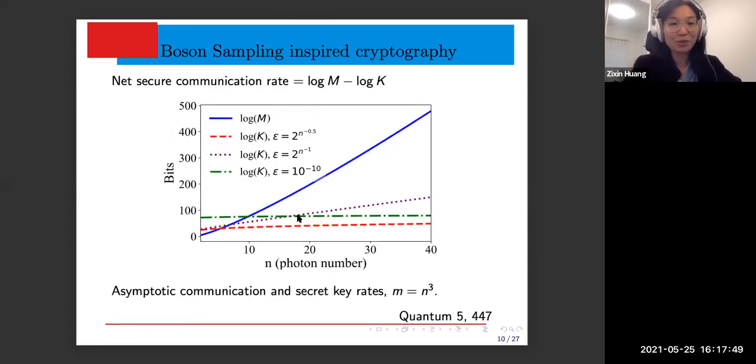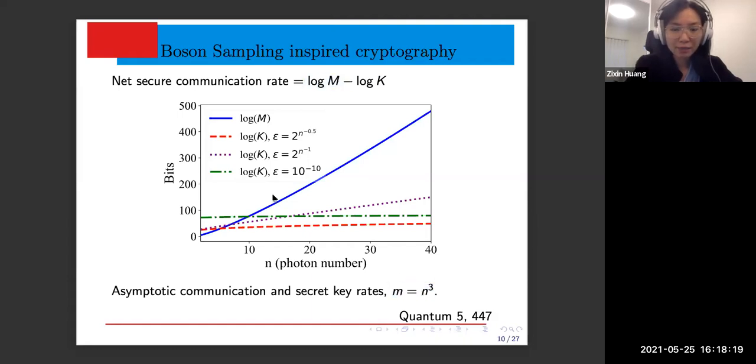Okay, so I will show you the results first. Here we're defining the net communication rate as the number of bits transmitted, so that's log M, subtract the number of bits consumed, so that's log K. Here we're choosing the number of modes to scale as the number of photons cubed.